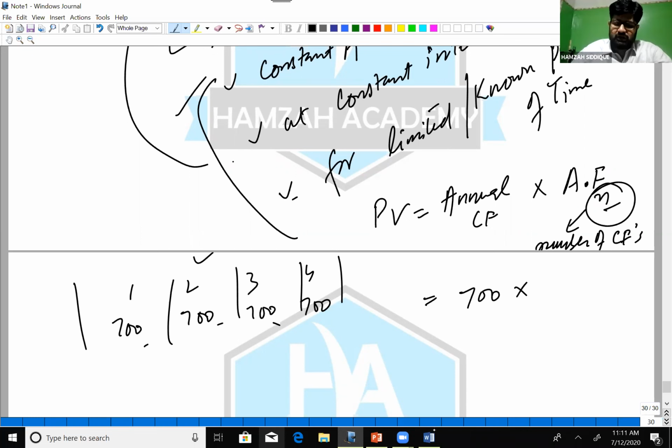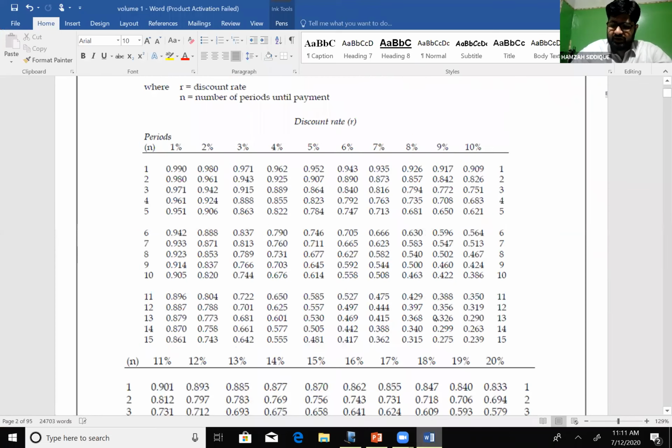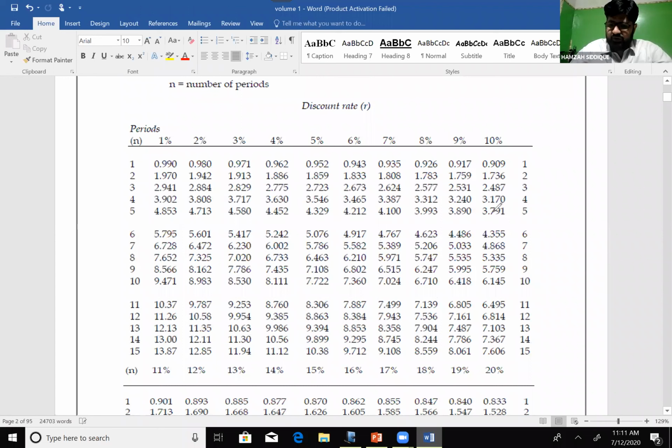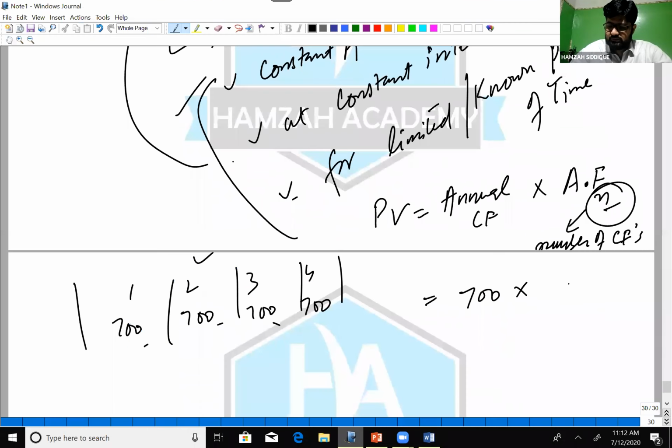So simply we will go to the annuity table. Here is the annuity table. 10%, for example, is the rate, 3.170 for 4 years. We will multiply it and get the same answer which we got through the discount factor. So 700 cross 3.170 is 2219.